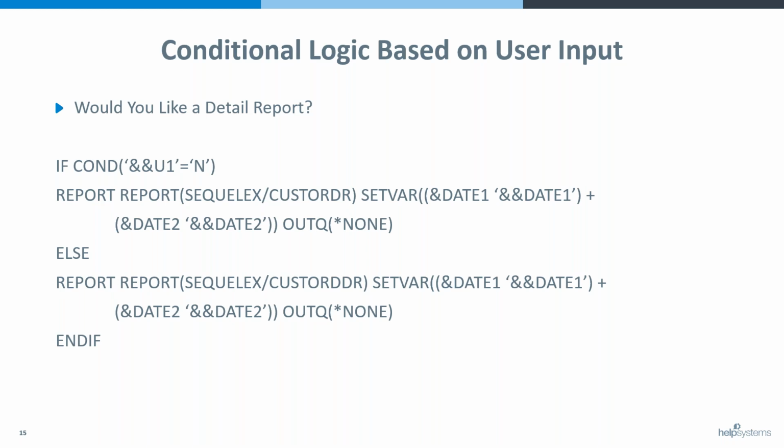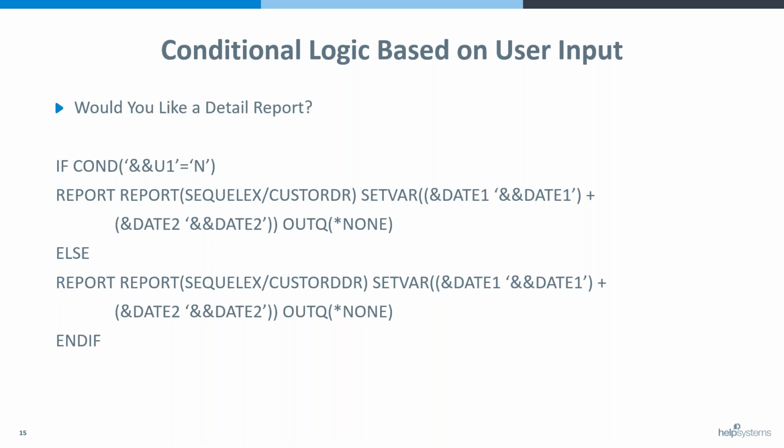In our example here, we're going to prompt the user for a couple things. We want to know whether or not they want a detail report, and we're going to ask them, would you like a detail report? And they're going to either answer yes or no. We're going to make our prompt airtight so that they can only key in a Y or an N. We're not going to let them key in every letter of the alphabet, and that's pretty straightforward to do as well on any prompt within SQL.